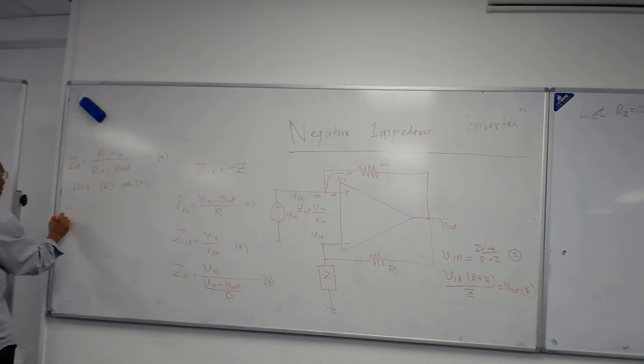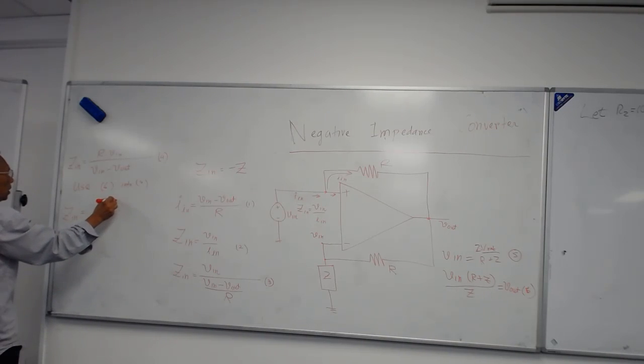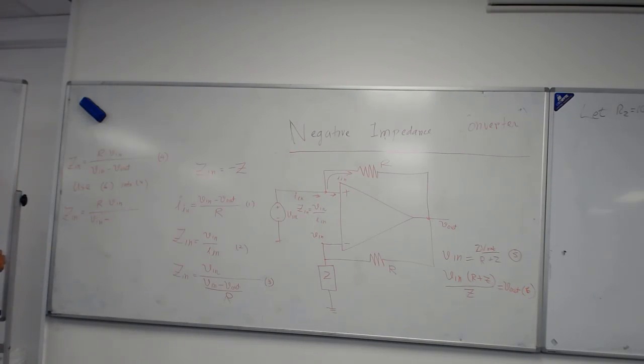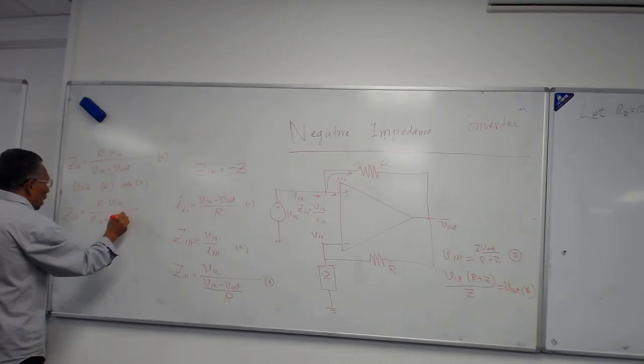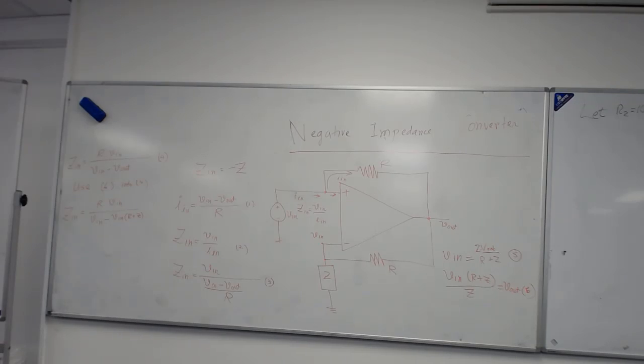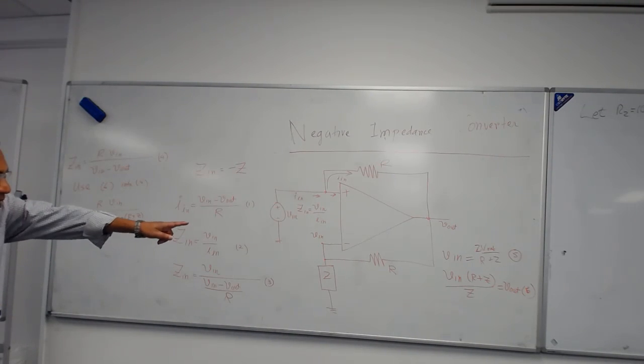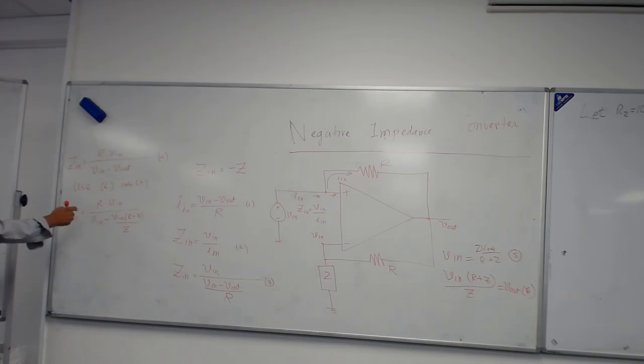Then what you have? You have Z in is equal to R into V in divided by V in minus that thing over there, V in R plus Z divided by Z. Okay, V in R plus Z divided by Z. So here we can see that we have V in on the top and the bottom. Can you see it?